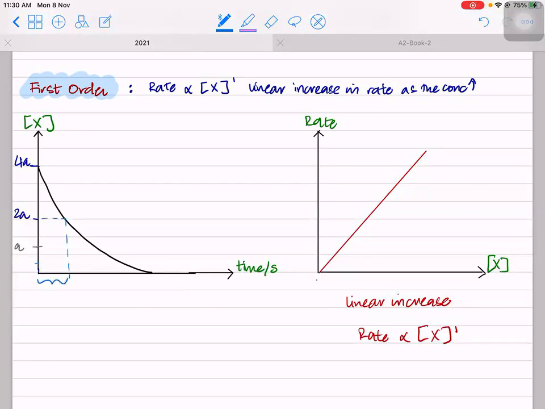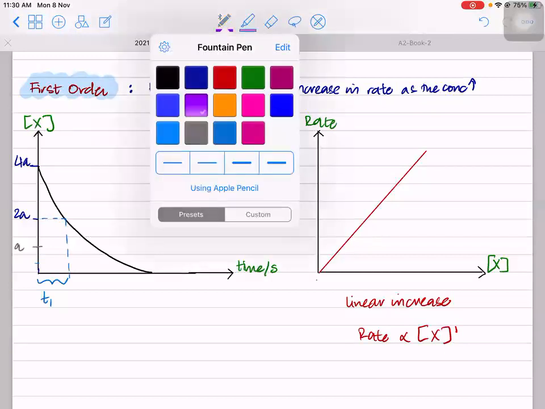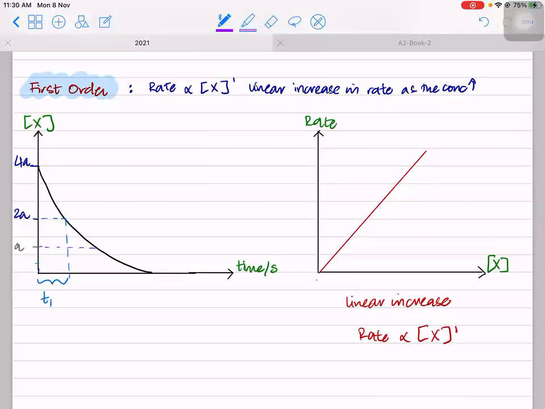Can I call this T1 or the first half-life? Then from 2A, we need to go to A. This right here is your second half-life. Can I call this T2? Then from A, you need to go to half A. Can I call this T3? Do you see right here? T1 is equal to T2, which is equal to T3. So if your successive half-lives are equal, that means it is first order.